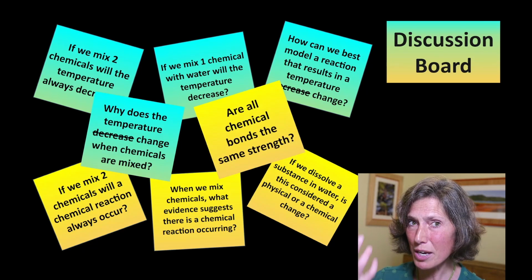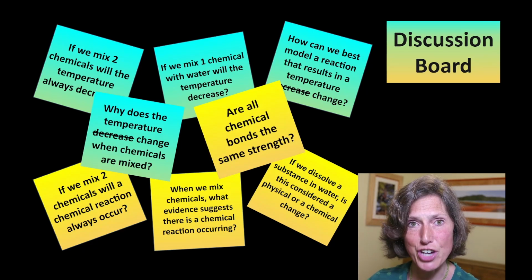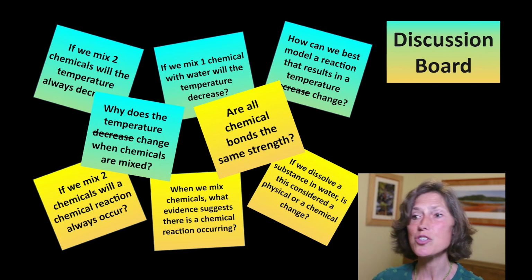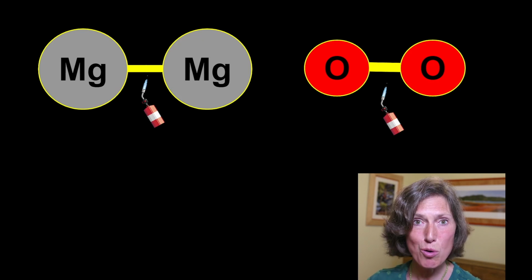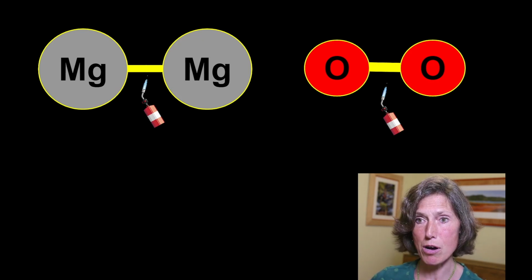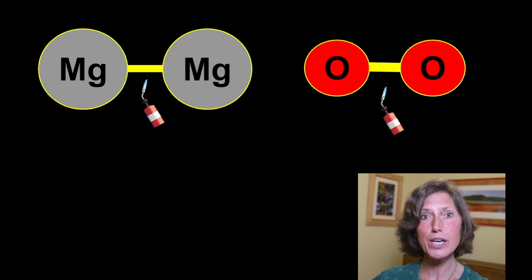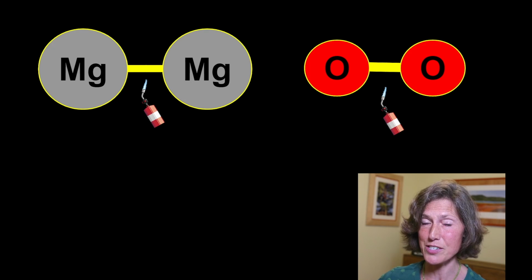And what you then would hope to happen as a teacher is that there's going to be some changes to these questions, some revisions, some added questions. And the ultimate goal, of course, is for students to come up and design a model. The model that I'm showing you here is for the exothermic reaction involving the combustion of magnesium.